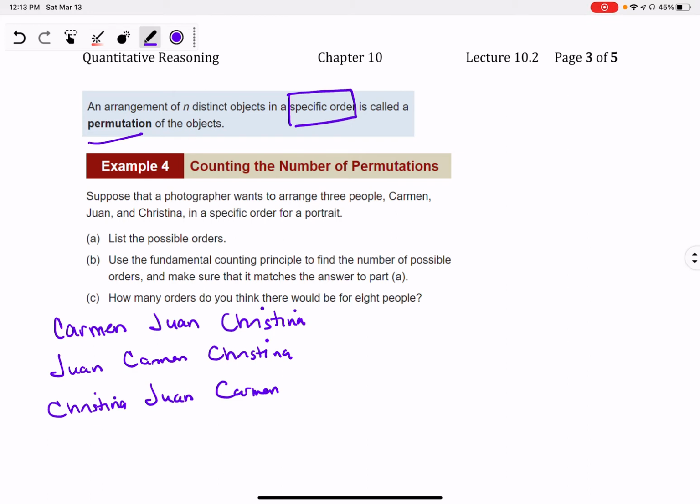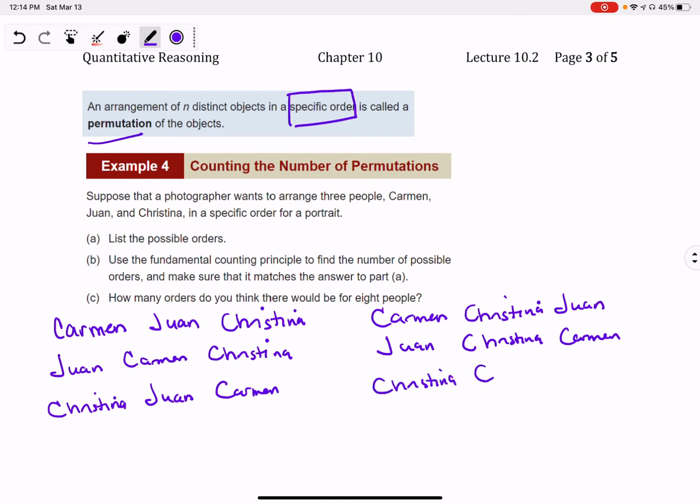Okay. I also can have Carmen, Christina, Juan, Juan, Christina, Carmen, and Christina, Carmen, Juan. Oh, spelled it wrong. Okay.